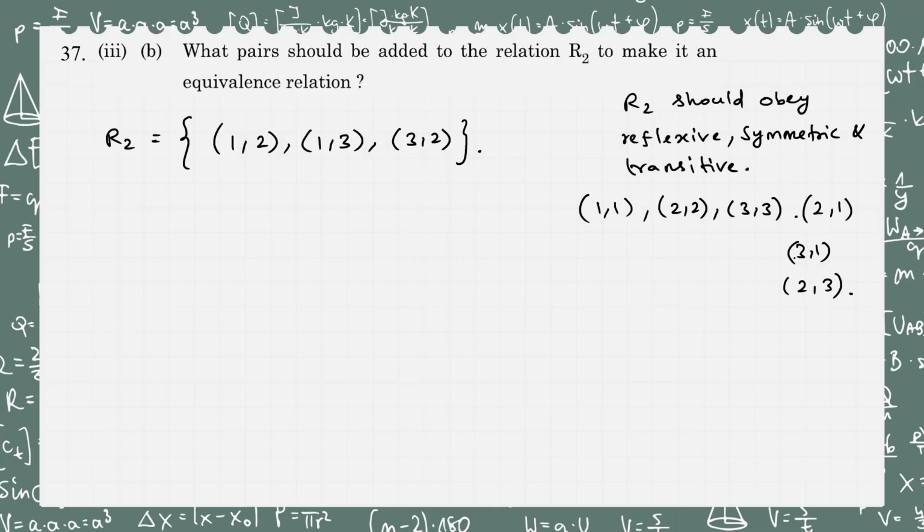For example, if we take (3,1) and (1,2), it should give you (3,2), it's already there. Same way, if you take (2,3) and (3,1), it should give you (2,1), that we have already included, so no worries. Same way, however you take any 2 pairs, the third one will be there automatically, it will be satisfied.